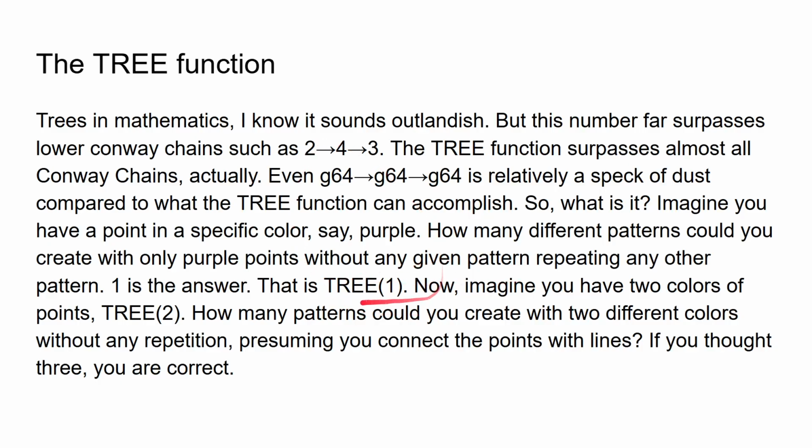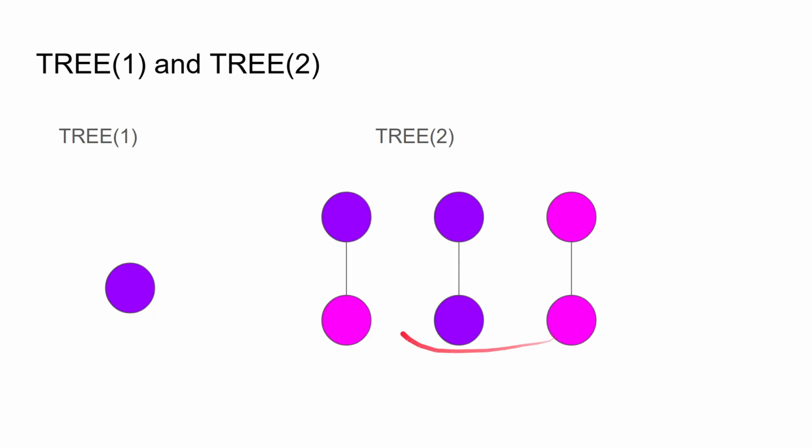So that's tree one and tree two. It's a pretty slow function so far. It's only multiplied itself by three, which is like multiplicative. It isn't even exponential or tetrational. So why is it so important? Well, that's because we've only done the first two trees.